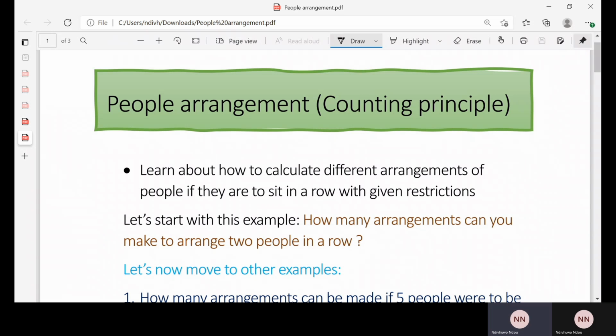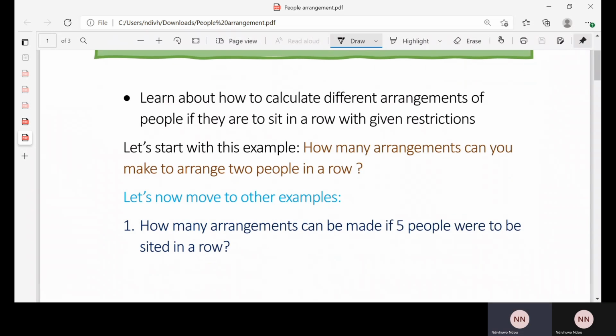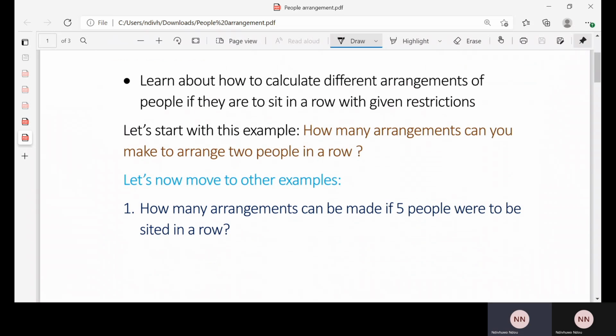So let us start with this example. How many arrangements can you make in order to arrange two people in a row? We have two people, we want to arrange them in a row. 1, 2. Those will represent my chairs. So how many arrangements can we make?